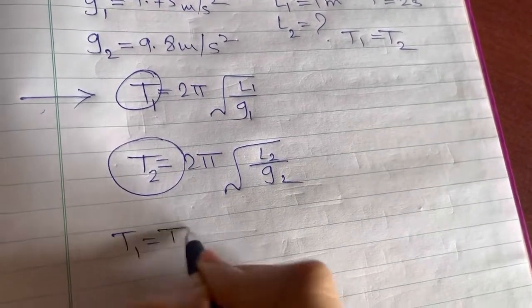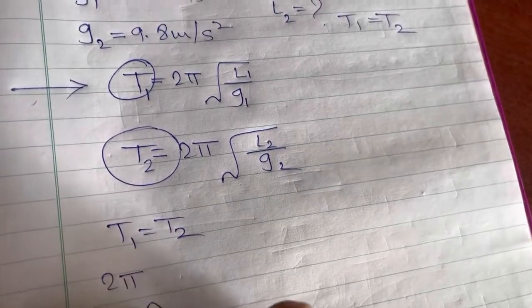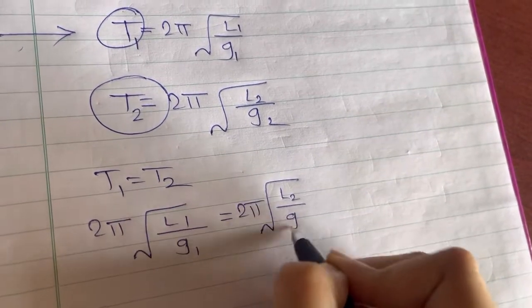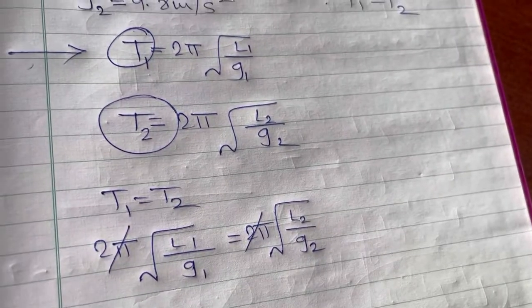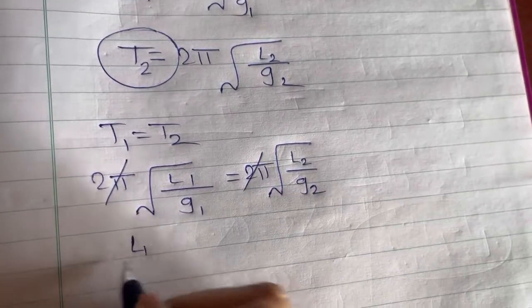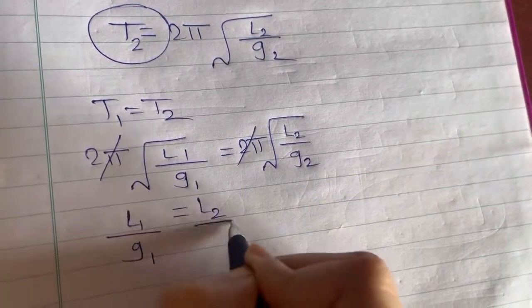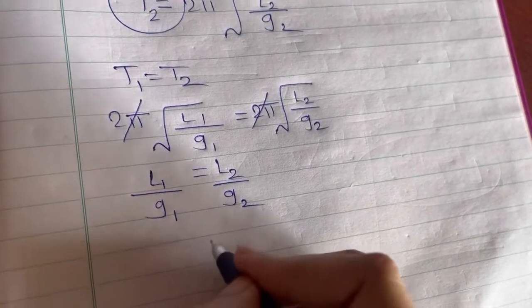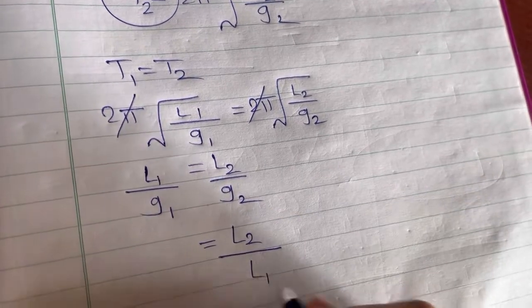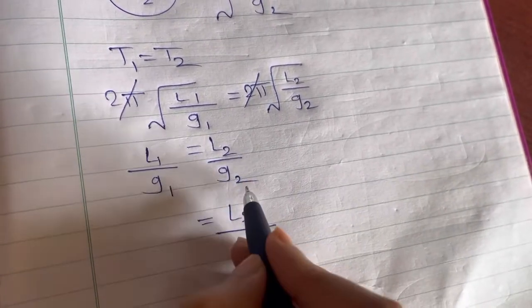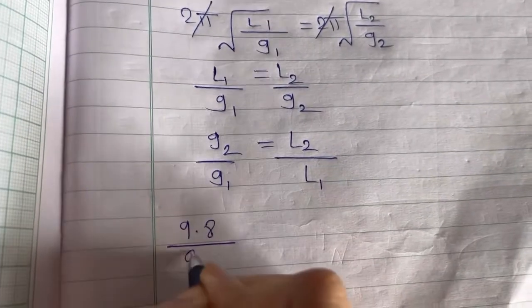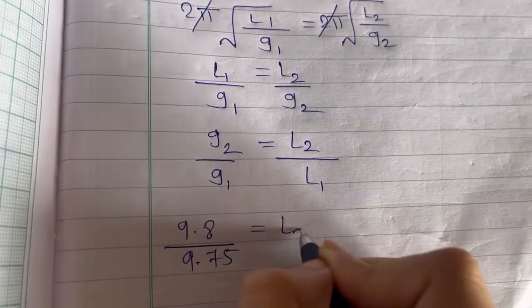So I can write T1 is equal to T2. T1 will be 2 pi under root L1 upon G1, and here 2 pi under root L2 upon G2. So 2 pi gets cancelled. Squaring both the sides, so you have L1 upon G1 and L2 upon G2. Now you can bring this L2 in the denominator, or you can bring this L1 over here. So let me do this, L2 upon L1, which is equal to G2 upon G1. So the value of G2 is 9.8 and G1 is 9.75, which is equal to L2 upon L1.